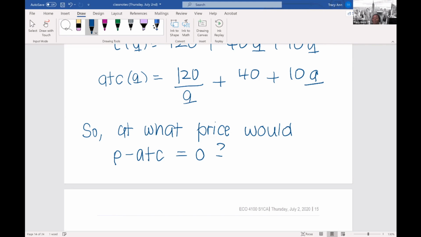Right, so we're going to set price equal to average total cost, but we don't know what price we're setting equal to average total cost. So we could say we want to find where average revenue is equal to average total cost. But if we look back at our function, at the point where price is equal to average total cost in the long run, price or marginal revenue equal to average total cost occurs at the minimum average total cost.